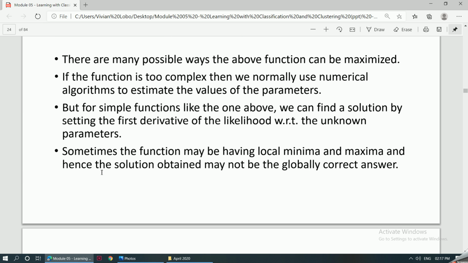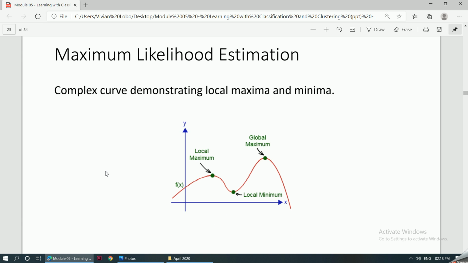Sometimes the function may have local optima, that is local maxima and minima, and hence the solution obtained may not be globally correct. We may not reach the global optimum, we may be stuck at a local optimum. So this is a bit complex curve. As you can see, we may be stuck over here at the local optimum, and this is not the actual solution because we have not reached the global maximum.